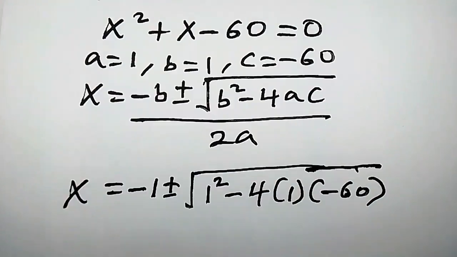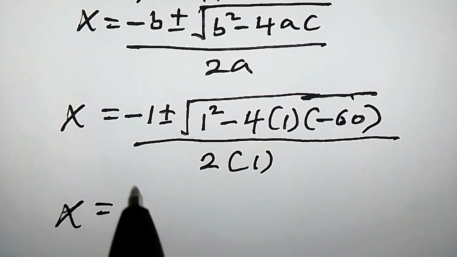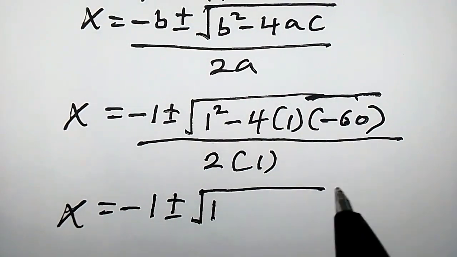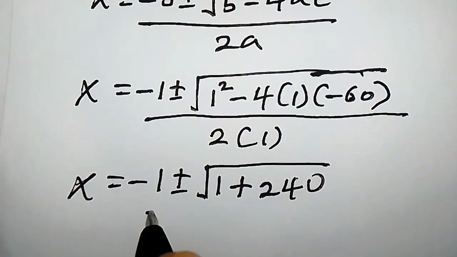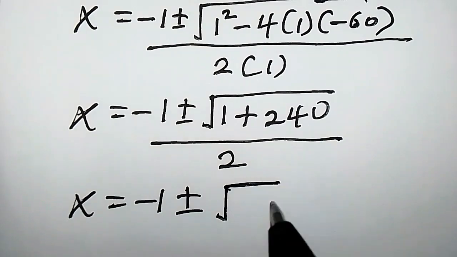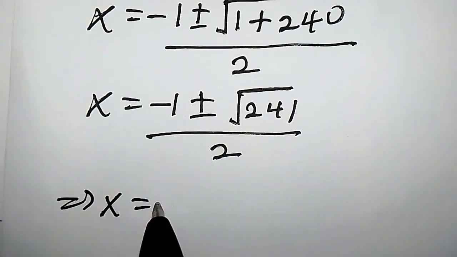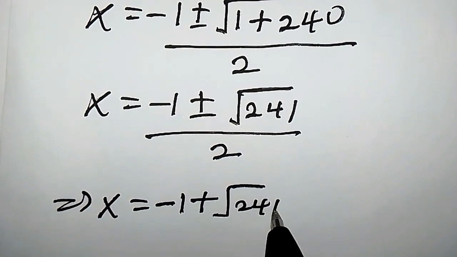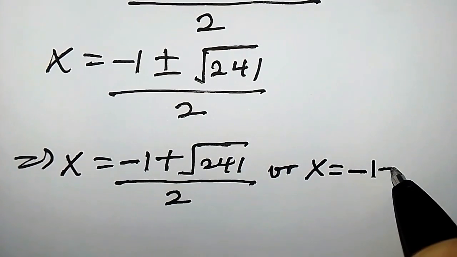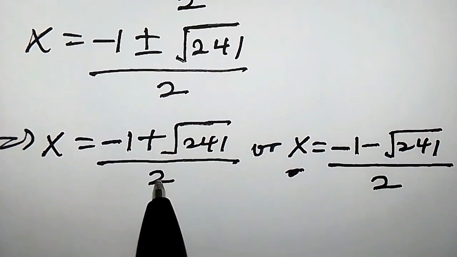Let's continue. Divided by 2a. That will be 2 times 1. So x is equal to minus 1 plus or minus square root of 1 square, that is simply 1, minus 4 times 1 times minus 60, that is plus 240, divided by 2 times 1, that is 2. X is equal to minus 1 plus or minus square root of 1 plus 240, that is 241, divided by 2. This implies that x is equal to minus 1 plus root 241 divided by 2, or x is equal to minus 1 minus square root of 241 divided by 2. Thus, we also have two values for x.